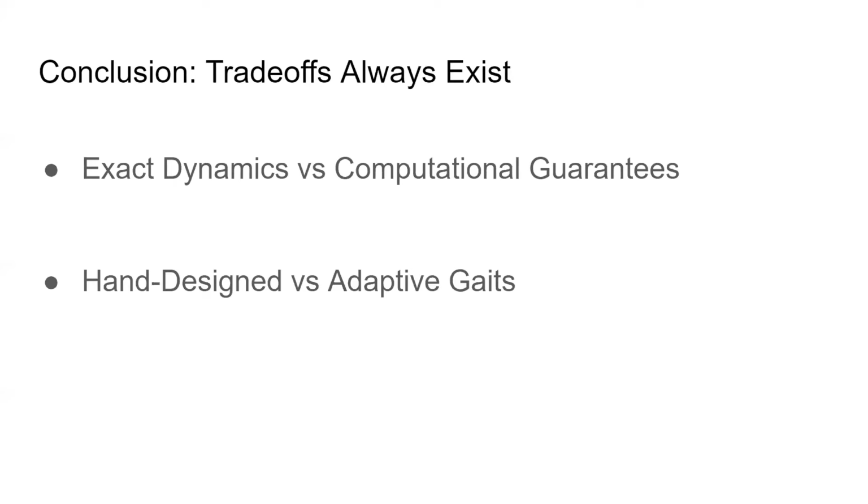Ultimately, that trade-offs exist within optimization formulations, whether between exact dynamics versus computational guarantees, or a hand-designed gait versus a generalized gait planner. Our modern methods of optimization require us to always choose a set of trade-offs appropriate for a particular goal.